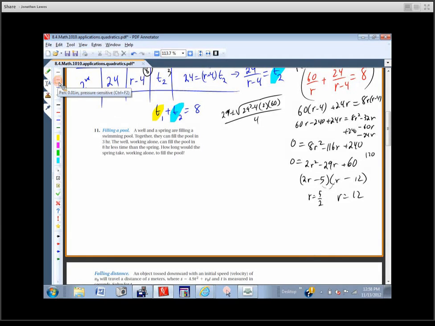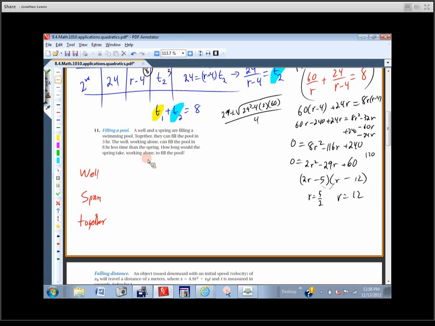Okay, so this is a similar problem to what we've done before, but you'll notice they didn't tell us how long it took the spring or the well to fill this up. Okay, they told us how long it takes together, and then they gave us a comparison of the two. So let's keep track of it this way. We've got a well, we've got a spring, and then we've got together.